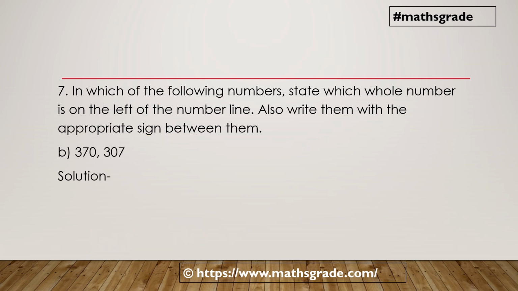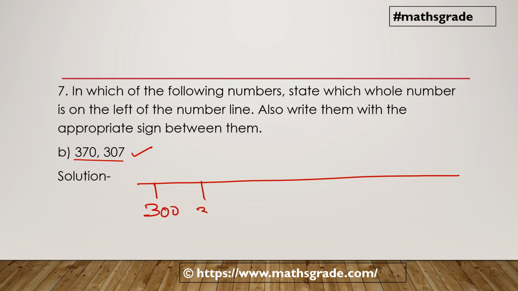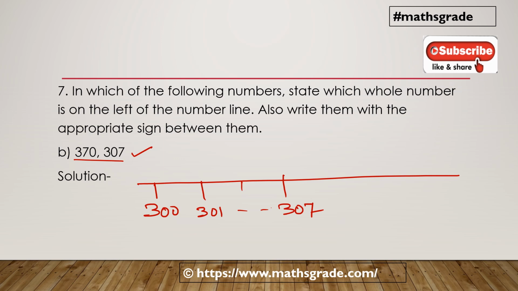Now second bit B, 370 and 307. This is the number line. This is 300. Suppose this is 300. Then 301 like this. This is 307. In 307, 0 is in the 10's place, and in 370, 7 is in the 10's place. So 0 is less than 7.